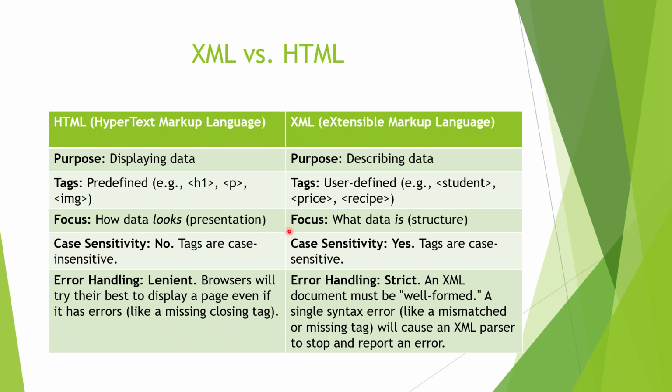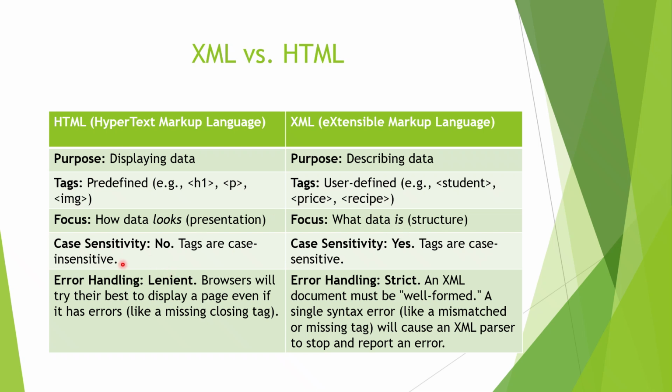Like the tag student means you're describing a student. That's why you create a tag student. If you're describing a price, then you create a tag price. The focus of HTML is on how data looks. The presentation of the data matters in HTML. But the focus of XML is what the data is, the structure of the data.